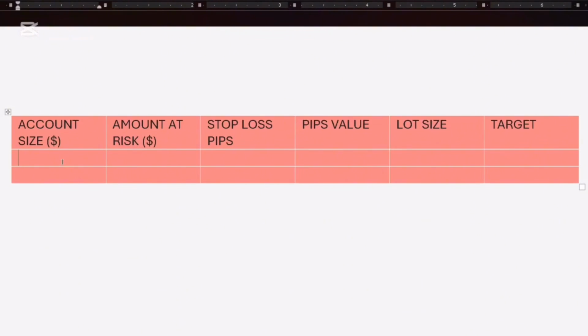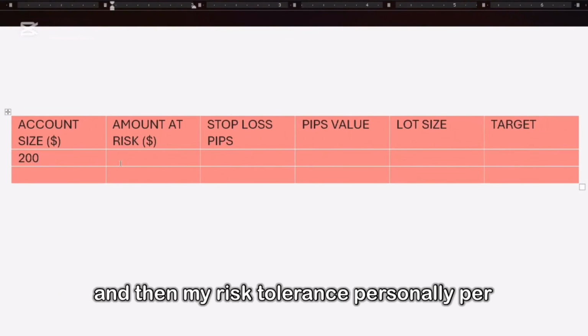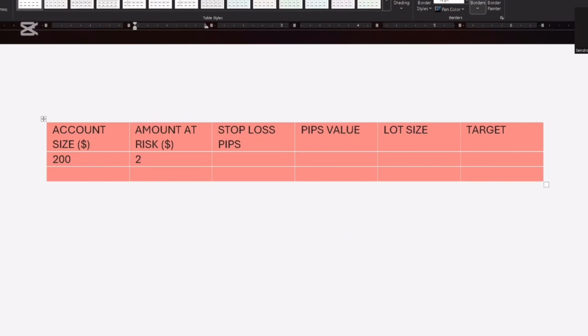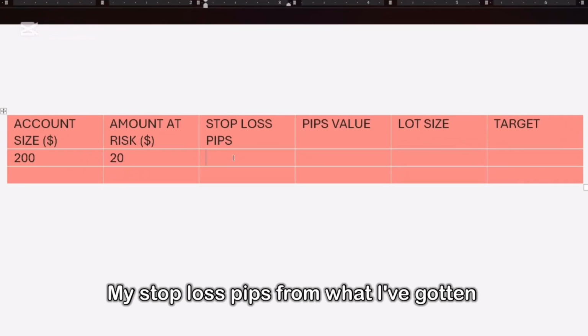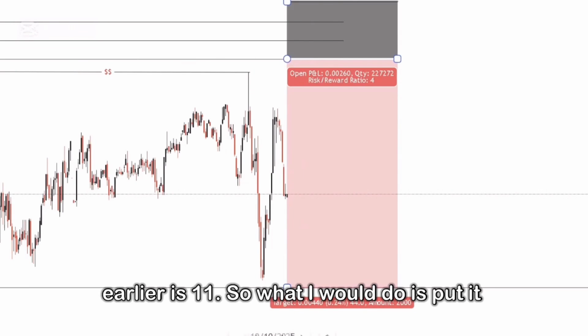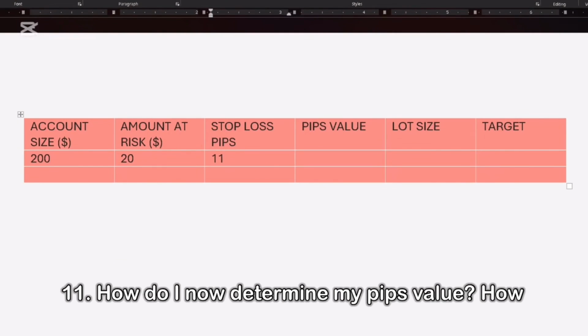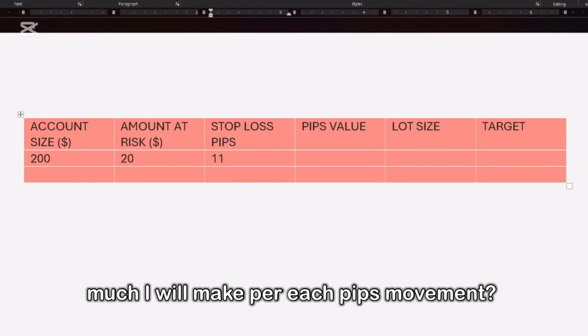From the account size, let's say for instance, what I funded is $200. And then my risk tolerance personally per trade is $20. My stop loss pips from what I've gotten earlier is 11. So what I will do is put it down as 11. How do I now determine my pips value? How much I will make per each pips movement?